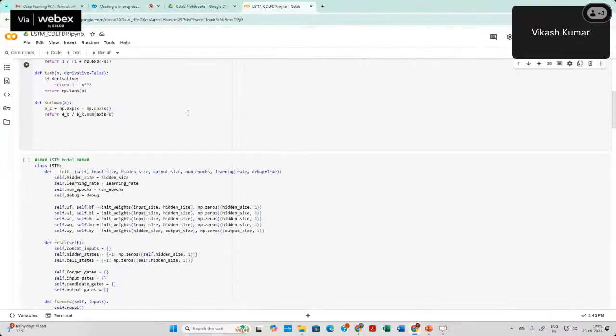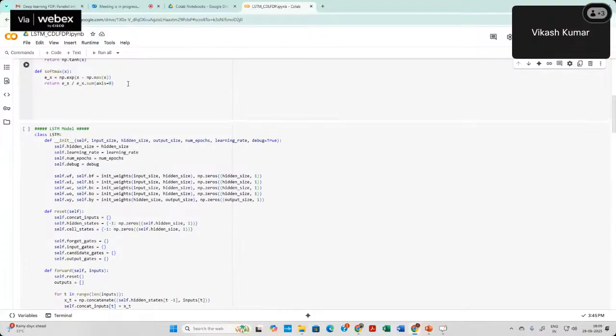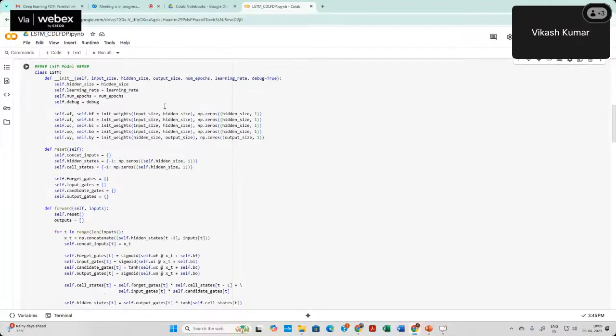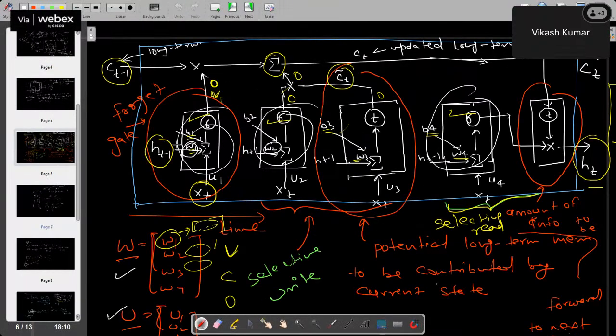Okay, so this is the function that you can apply. The softmax, you know, for multi-class classification, we can go with the softmax function. Then we have different weights we need to initialize. Okay, so as I have told you from this diagram, if you recall, we have different weights W1: input gate, forget gate, input gate, output gate, then candidate gate, and the output.